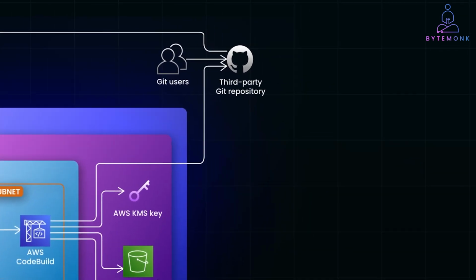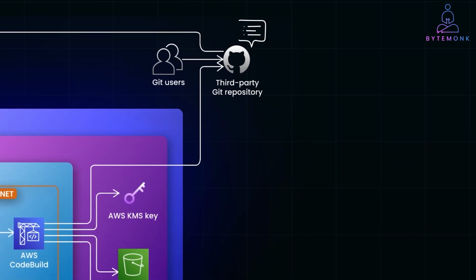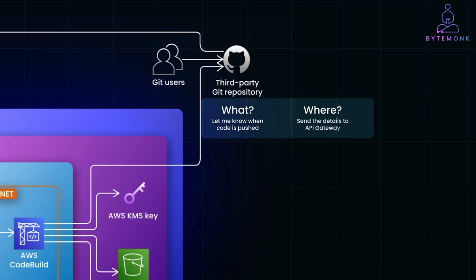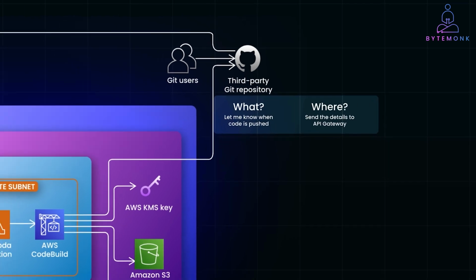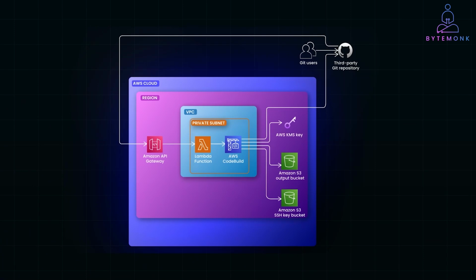And so, API Gateway is the server in that interaction. So you may think of GitHub as a messenger who needs to be told what events to watch for. For example, let me know when a code is pushed and where to deliver the message. For example, send the details to this API Gateway endpoint. Configuring the webhook in GitHub is like giving this messenger their instructions. Once configured, GitHub becomes the client that sends the message or the event payload to the specified server, which is API Gateway in this case.